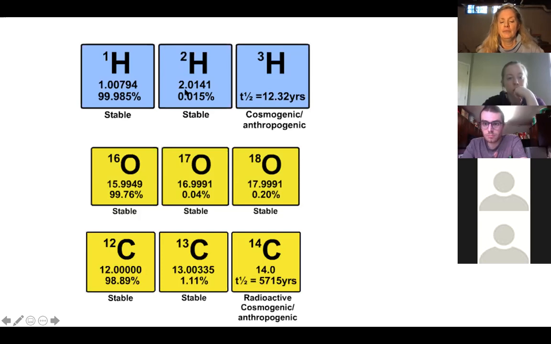Hydrogen 2: 1 neutron and 1 proton. Hydrogen 3: 2 neutrons, 1 proton. Oxygen 16 has 8 protons.